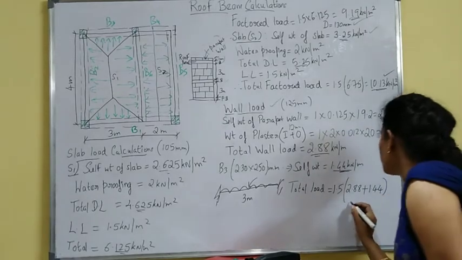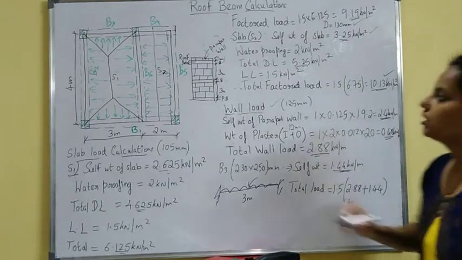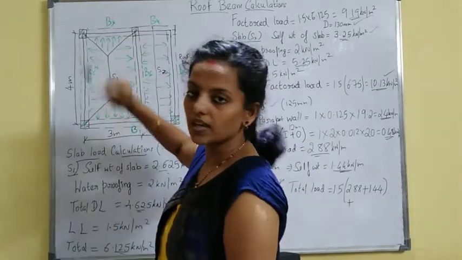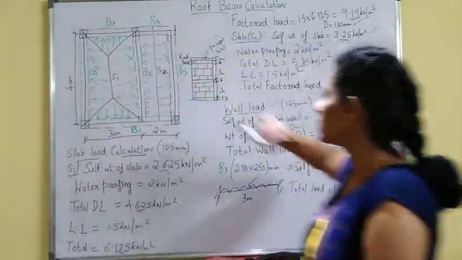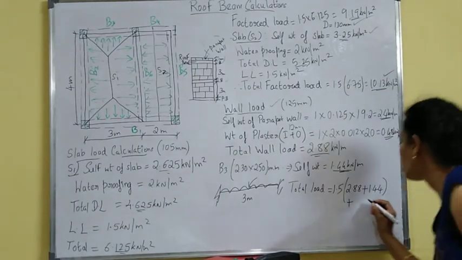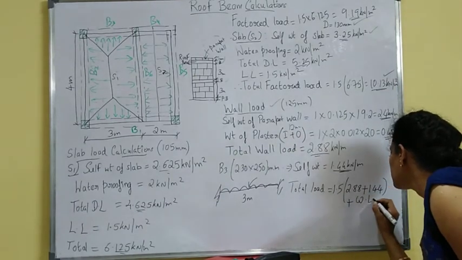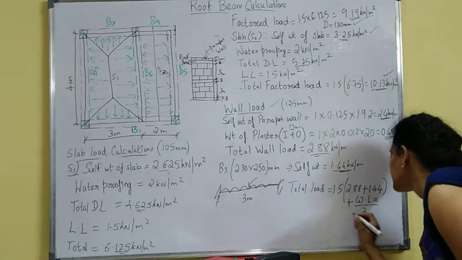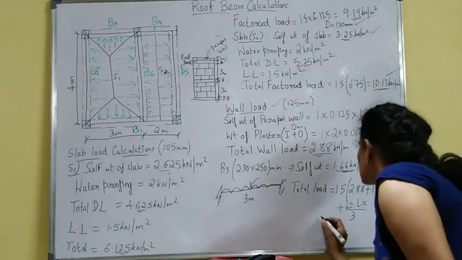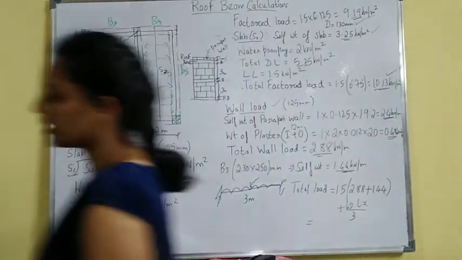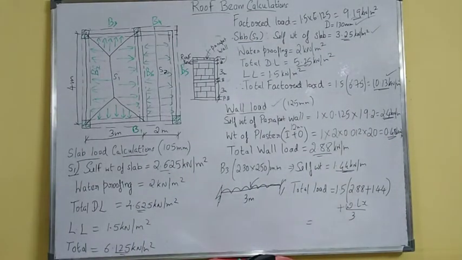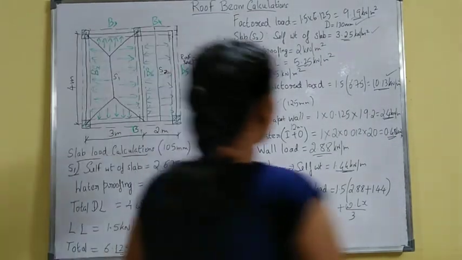Next you have to consider the load that is coming from the slab. So here the triangular load coming from the slab to B3. The triangular load formula is W into Lx by 3. Just calculate this, 1.5 into 2.88 into 1.44. We will have 6.48.